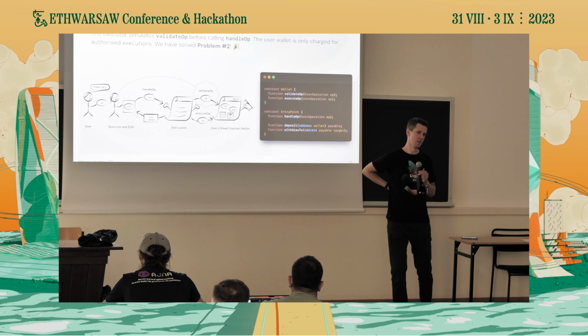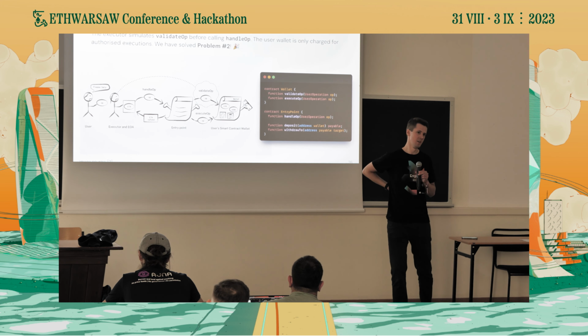After execute op, entry point refunds the executor. Okay, so maybe I have two questions. So validate op is run twice, one in simulation and one on blockchain, correct? Exactly, yeah. And execute op only on blockchain.